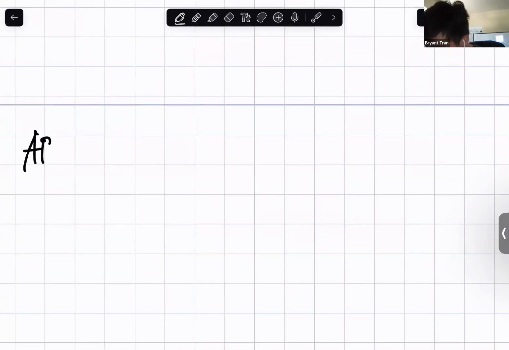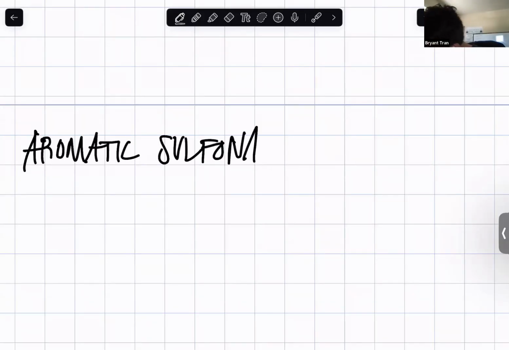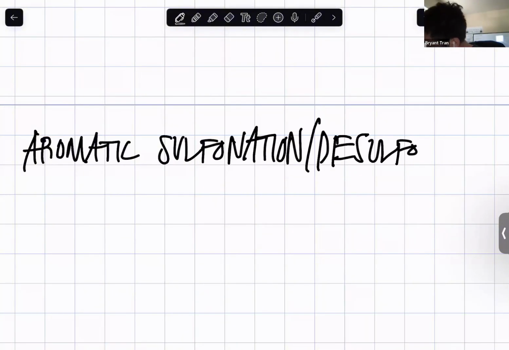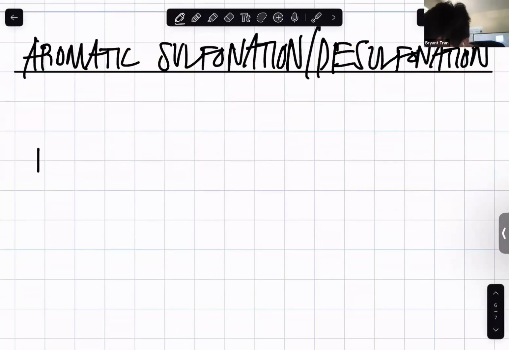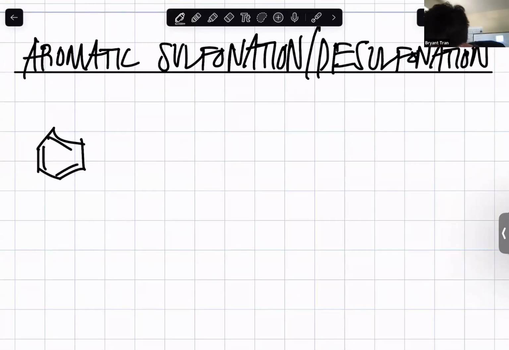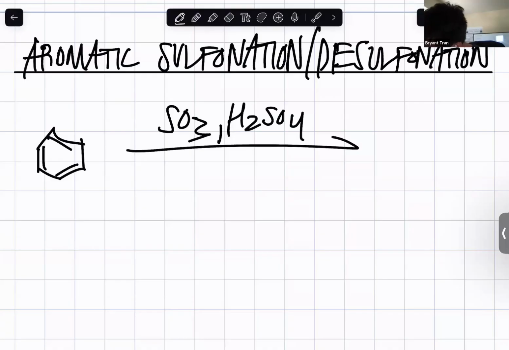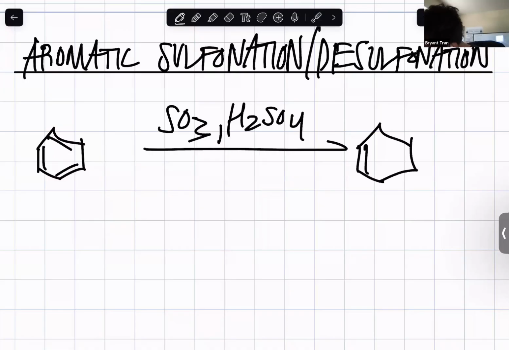And this reaction here is reversible. Aromatic sulfonation, desulfonation. Okay. So let's say you have a benzene, and on the arrow you have SO3, H2SO4. What that is going to do to the benzene is substitute one of the hydrogens with an SO3H group.